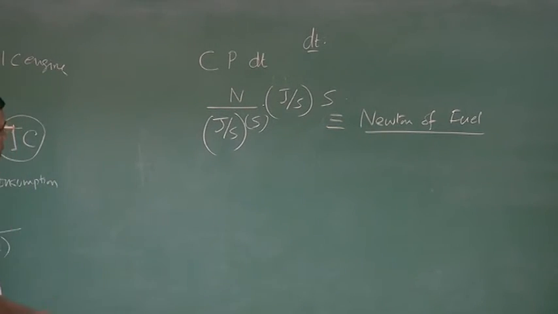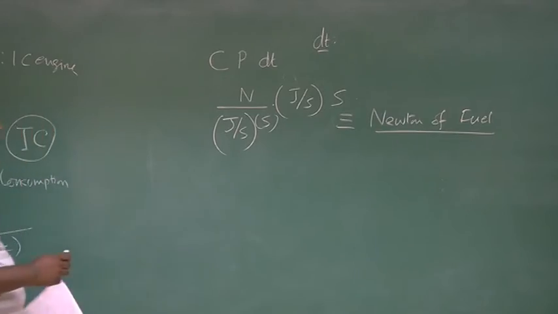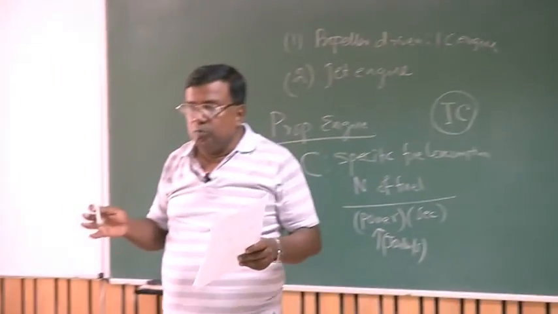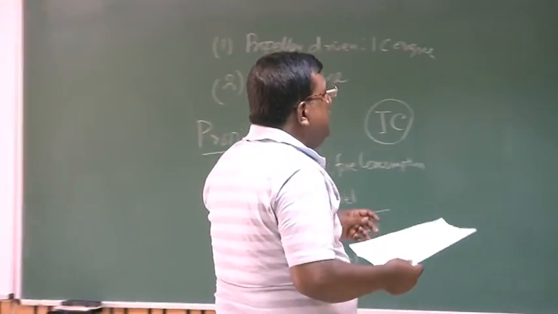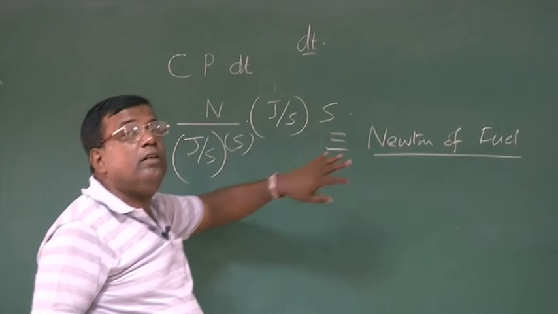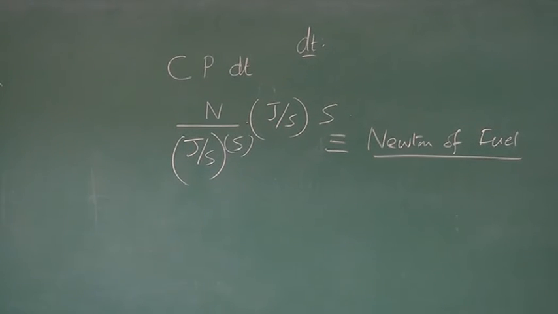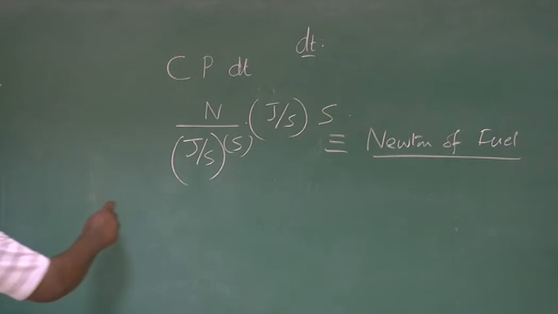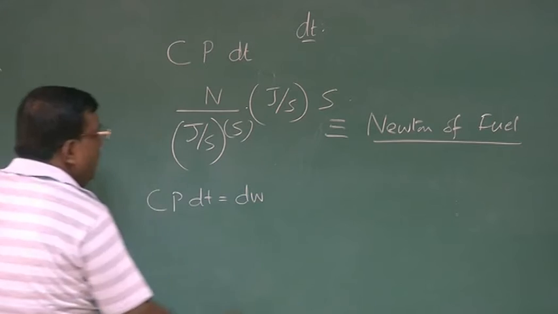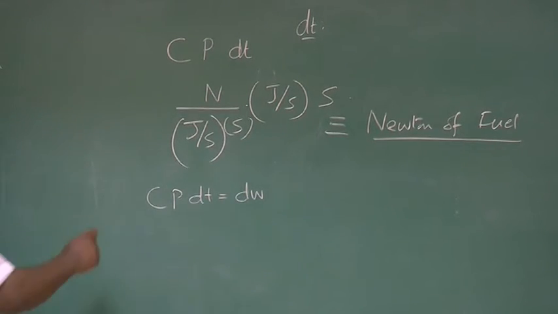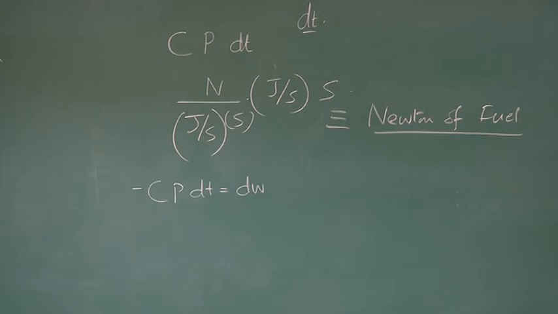So I can understand one thing: if everything else is the same and nothing is changing, then for an airplane flying from one point to another, the change in the weight is primarily and only due to the change in the fuel, because the fuel is consumed to develop this power. So I will write C P dt as dW, the change in weight of the airplane. I will put a minus sign to make it consistent, as this is a reduction in the weight.